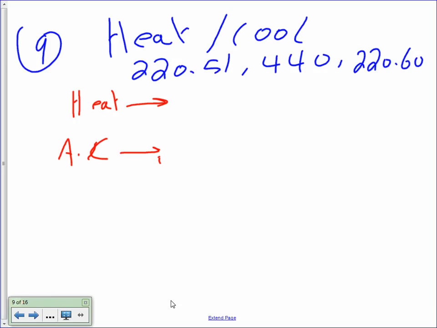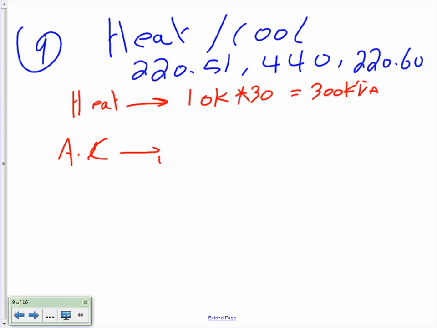Okay, heat and cool. Now we're going to go to the next step. Step number 9 is heat cool. Let's go to the heat first. What was my heat? I have 10 kVA for every apartment, and 30 of them. That will give me 300 kVA. Cool? Any question about that one?